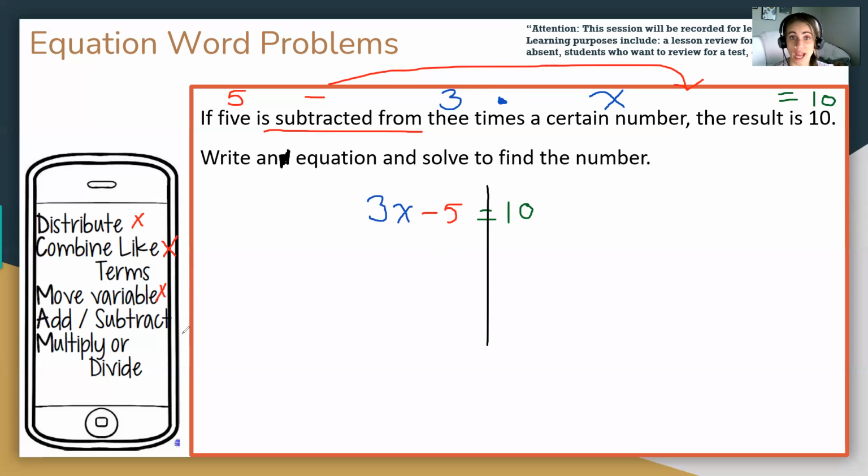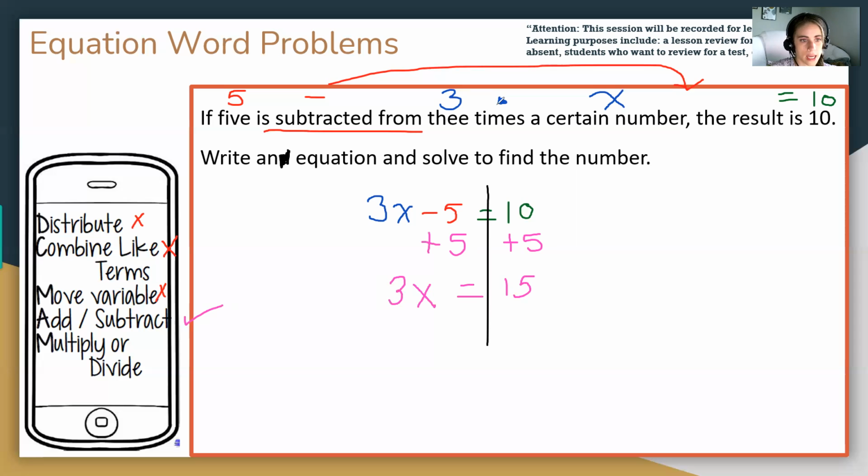So now we're down to add or subtract. Is there anything being added or subtracted with our variable term? Yeah, a 5 is being subtracted from our variable. So that is our first step that we're actually going to complete. With that, what is the inverse? What is the opposite of subtracting 5? Adding 5. We will add 5 to both sides. So nothing changed with that 3x. We're just going to bring them down. -5 plus 5 is 0, so it cancels out. And 10 plus 5 is 15.